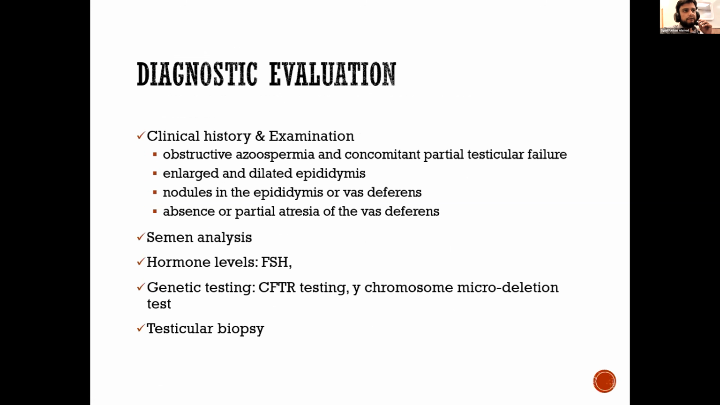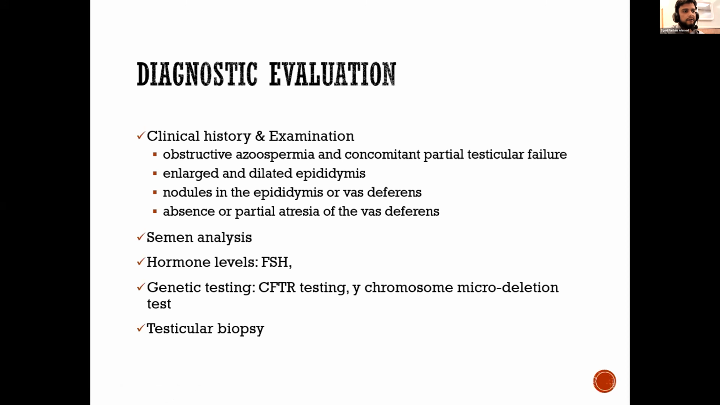So for diagnostic evaluation, clinical history and examination have the most vital role. In obstructive azoospermia and concomitant partial testicular failure, you can have an enlarged and dilated epididymis on examination. You can also palpate nodules in the epididymis or vas deferens. You can have absence or partial atresia of the vas deferens. You can differentiate this on clinical examination as well.